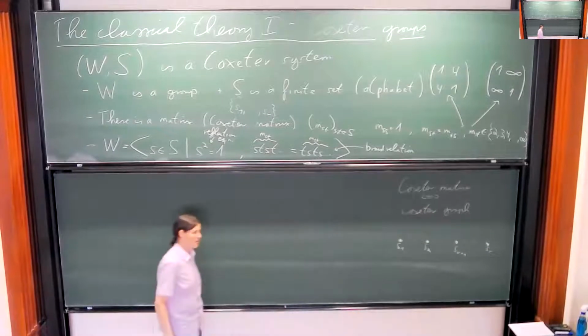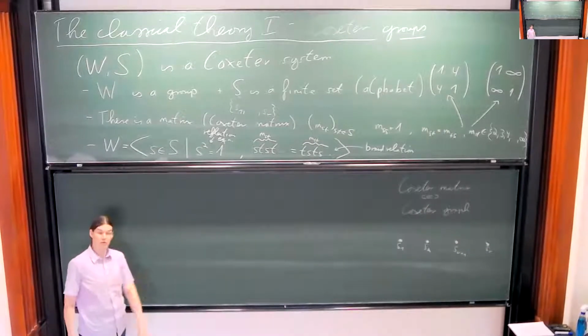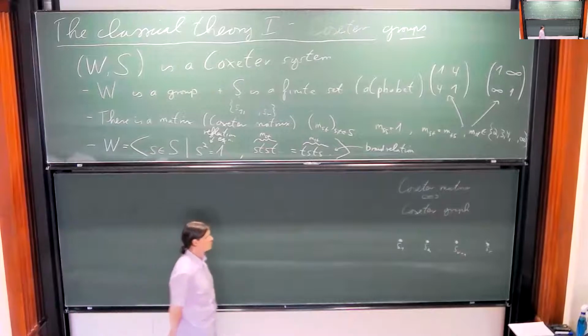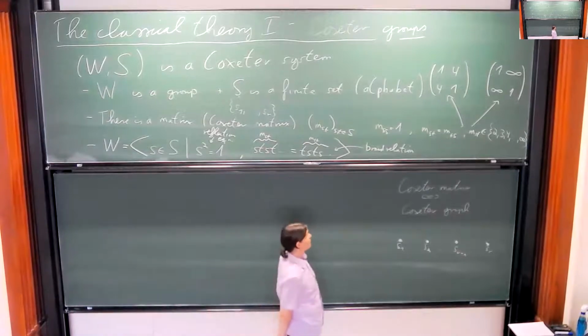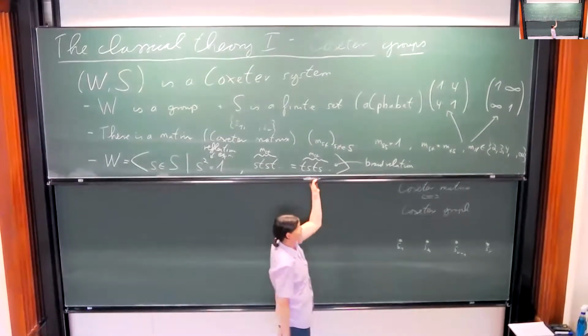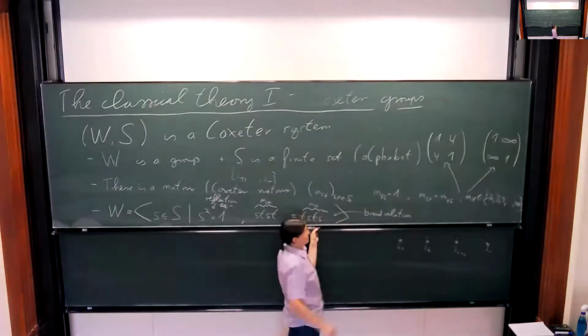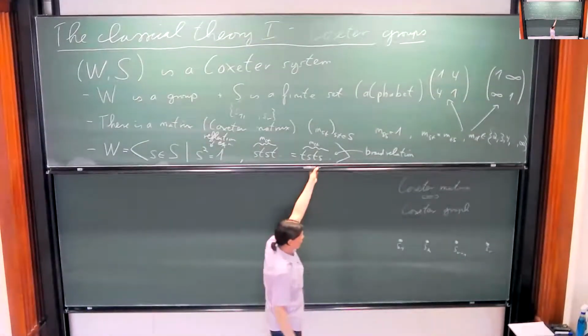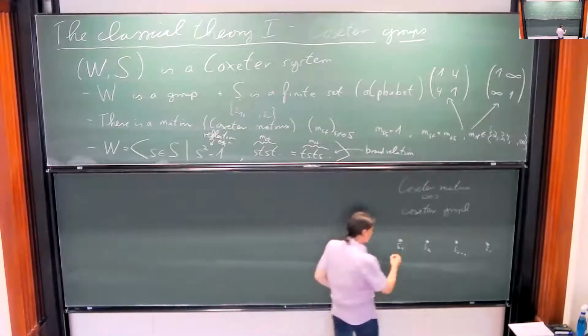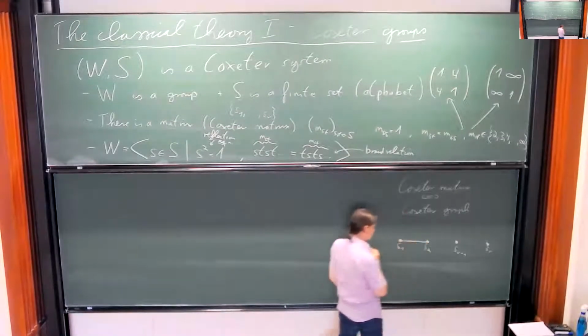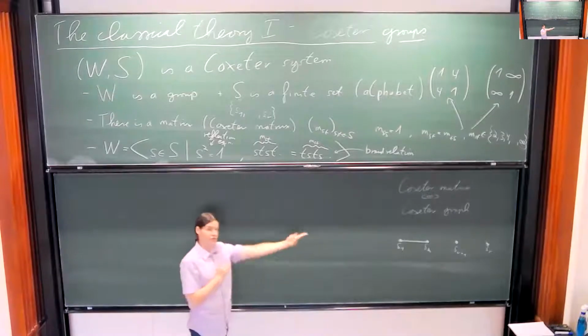So this is a very boring graph. It's a non-connected graph. I just draw one vertex for each element of S. Okay, so far so good. But of course, my matrix has certain entries, and the convention is that I just draw an edge between those two vertices, and I label it with the corresponding entry.